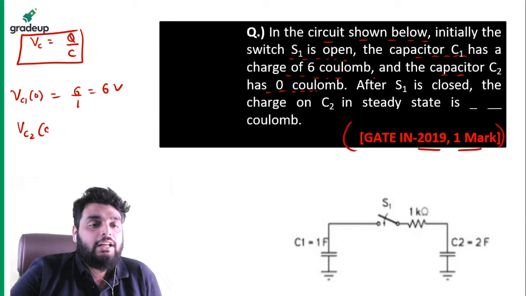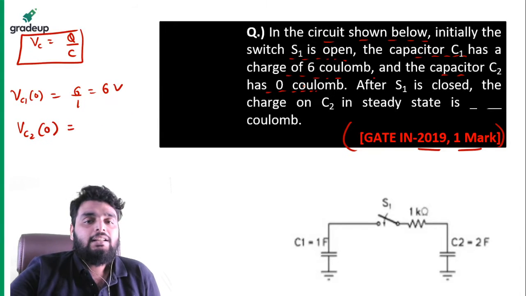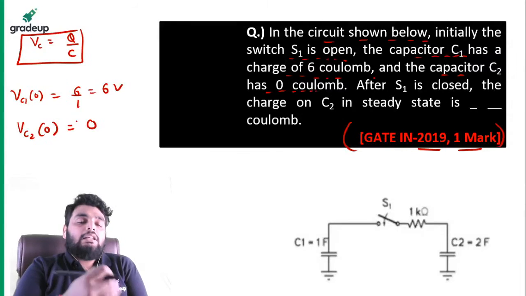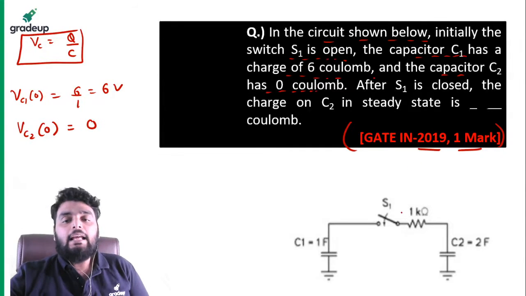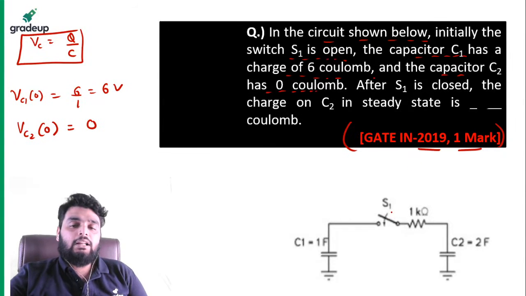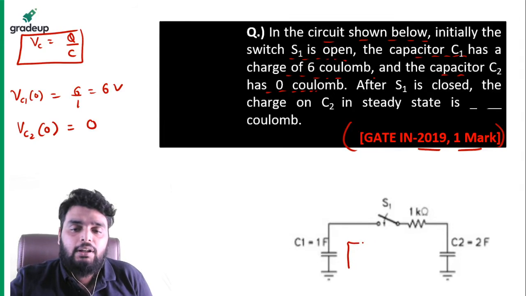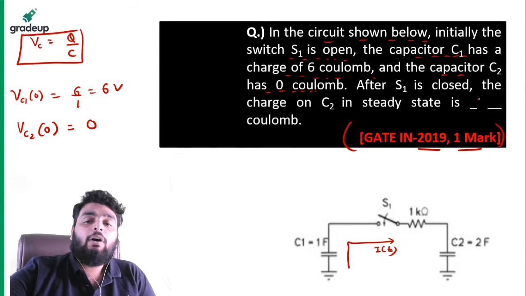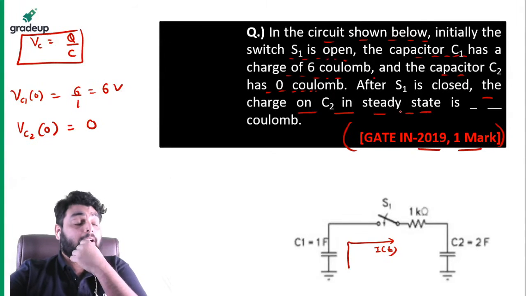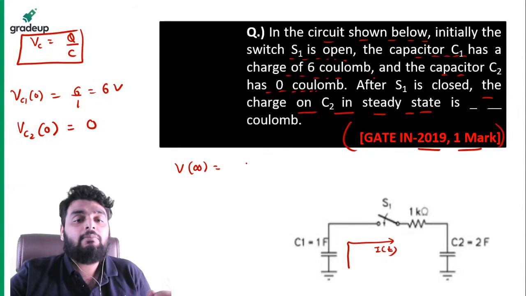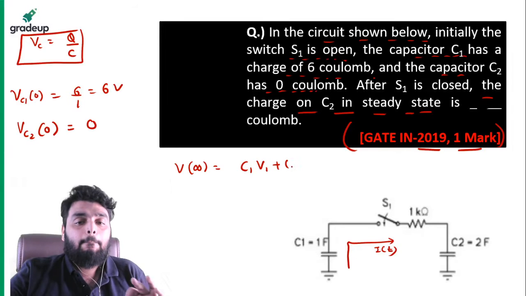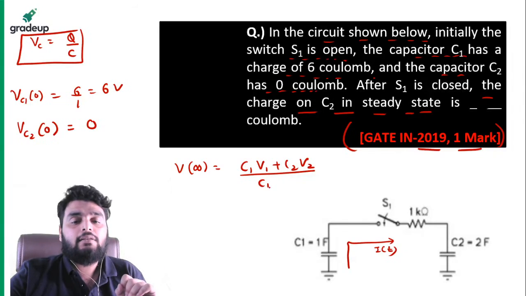Similarly, capacitor voltage initially across C2 is how much? Charge is 0, so it will be 0. It means C1 is initially charged to 6 volt, C2 is not charged to any voltage. Now as soon as this particular switch closes, the current will start to flow, right? Now they are asking what will be the charge on capacitor C2 in steady state. Now remember, I gave you one very powerful formula that voltage at infinity will be what? It will be (C1V1 plus C2V2) divided by (C1 plus C2).